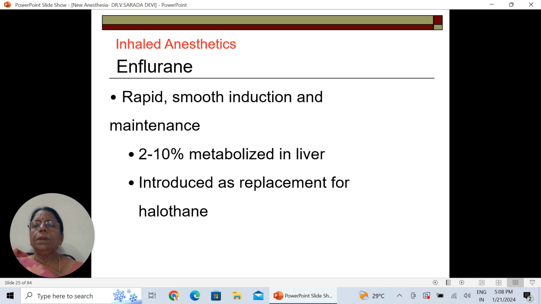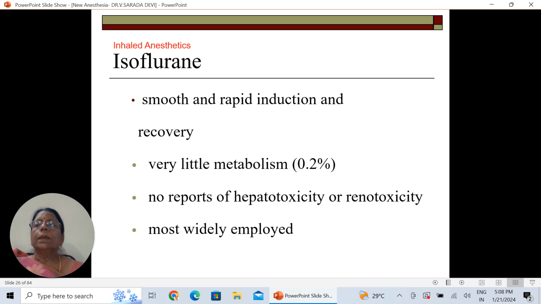Enflurane. Rapid and smooth induction and maintenance agent, 2 to 10% metabolized in the liver, introduced as a replacement for halothane. Isoflurane is a smooth and rapid induction agent with smooth recovery and very little metabolism, 0.2% only. No reports of hepatotoxicity or nephrotoxicity with isoflurane. So it is the most widely used nowadays.